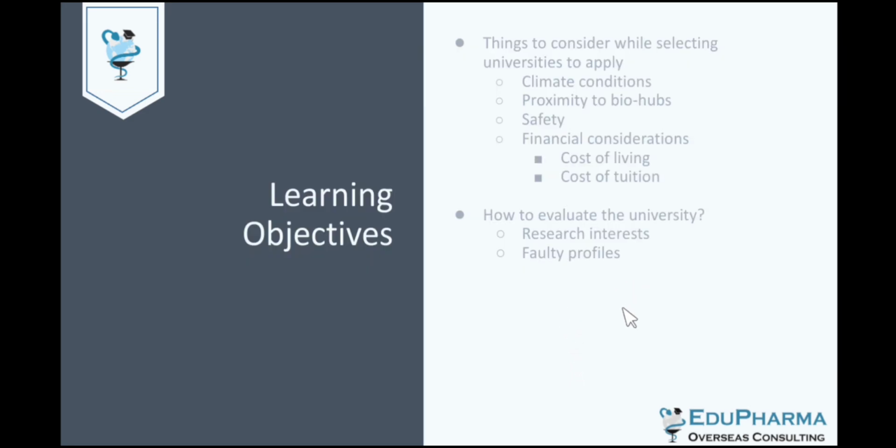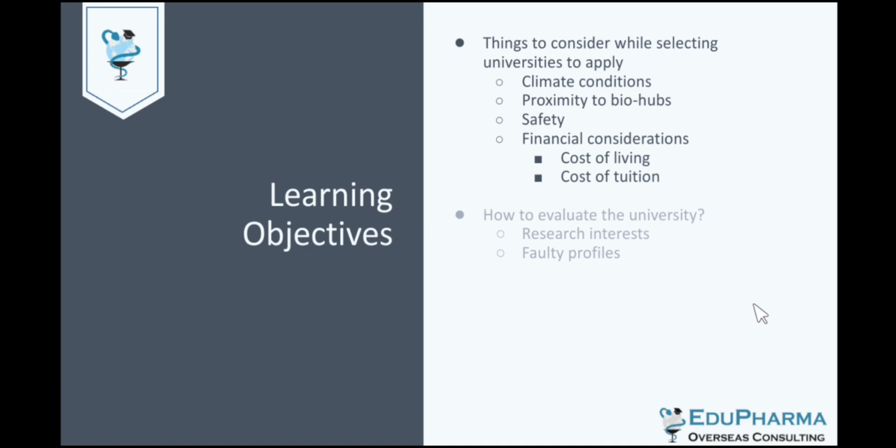Now let's look at things which you need to keep in mind while selecting the universities. So the learning objectives of this particular talk include learning about what are the different things that you need to consider while selecting the universities to apply. We will also look at how to evaluate the universities with respect to their faculty profiles and the research that is carried out in those universities. So let's first look into the things that we need to consider.